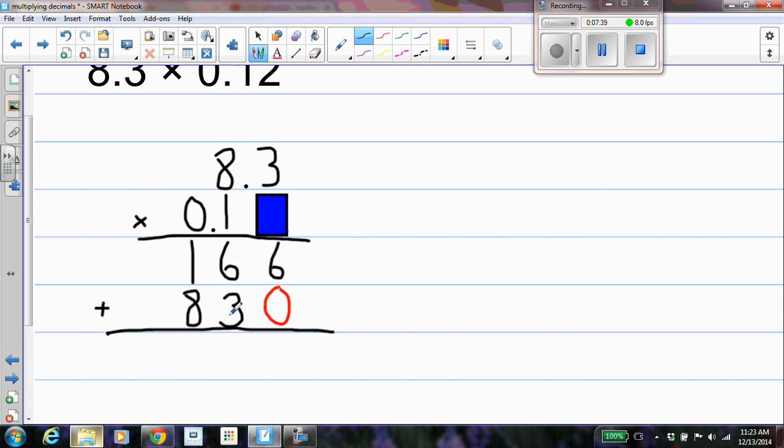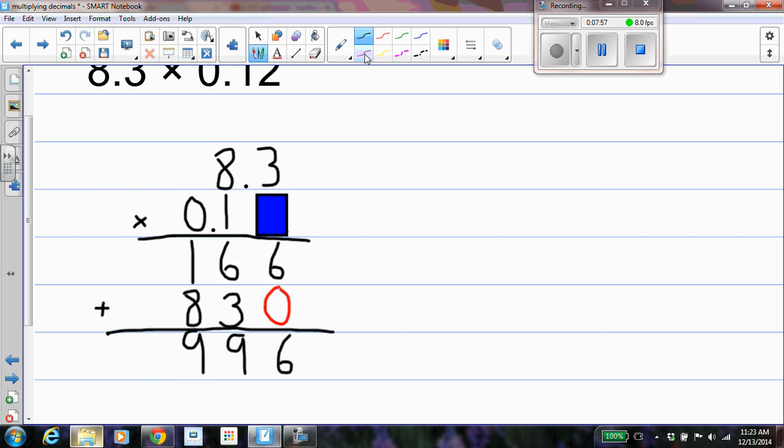It's not necessary. We would just have a row of zeros here, and we know that 0 plus the number is going to be that number. So let's go ahead and add these. 6 and 0 is 6. 6 and 3 is 9. 8 and 1 is 9.